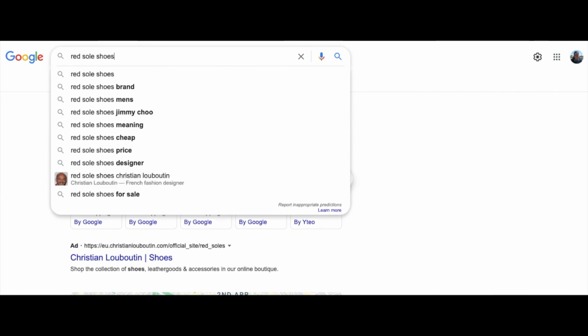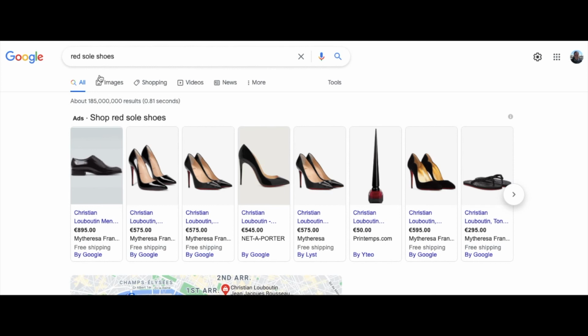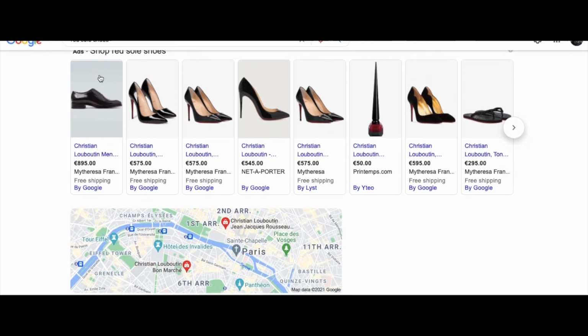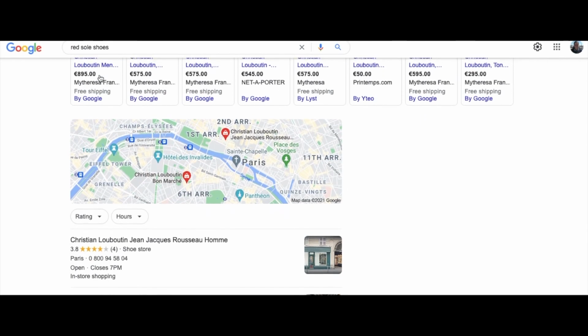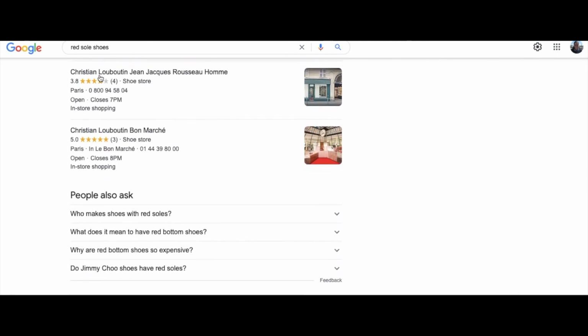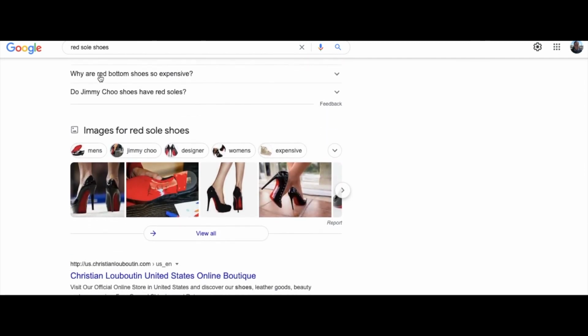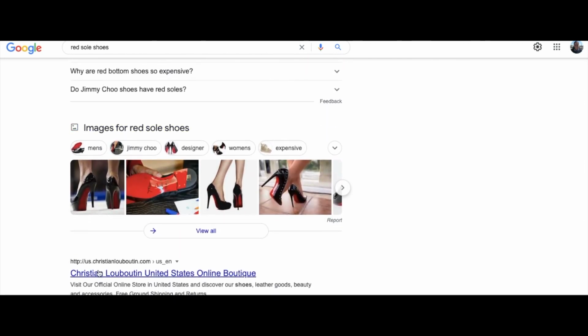Navigational keywords. Navigational keywords are used by internet users typing characteristics of a brand or product rather than the brand or product name itself. For example, red sole shoes for Louboutin. This is why it is necessary to include them on your homepage and contact page in order to appear on search results pages for those queries.